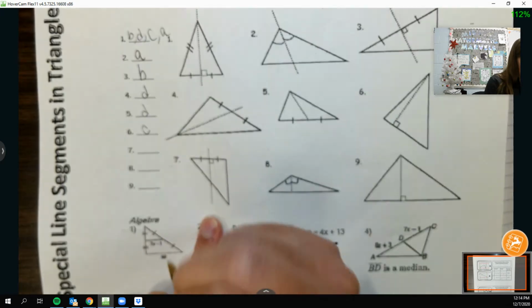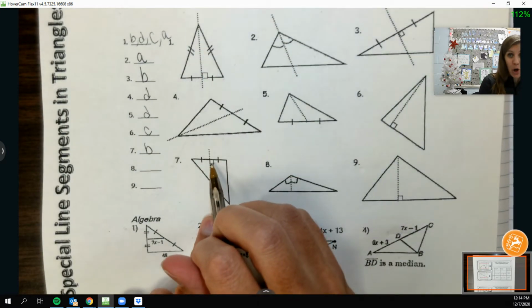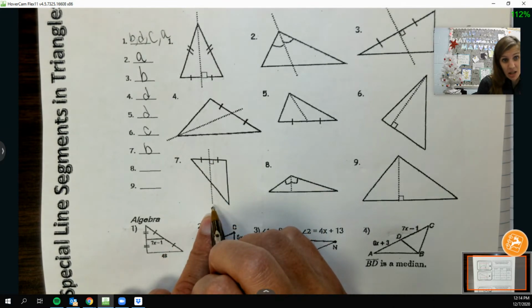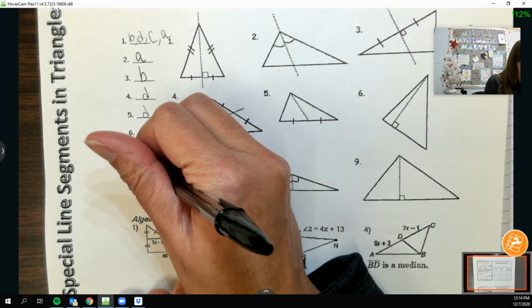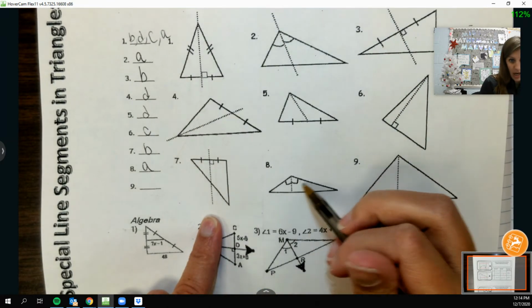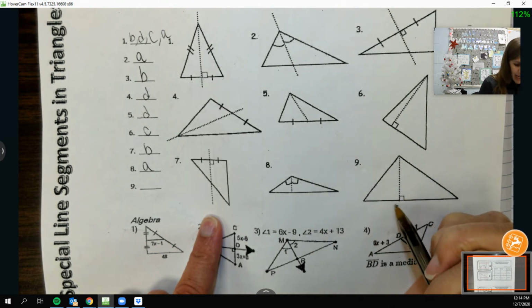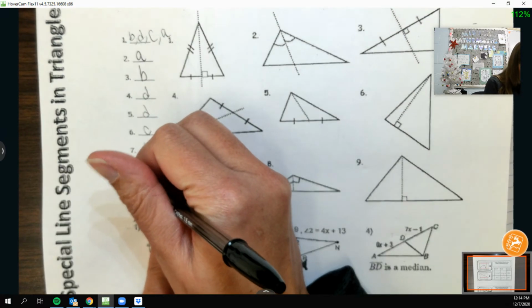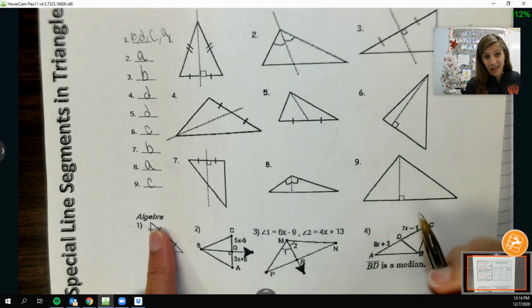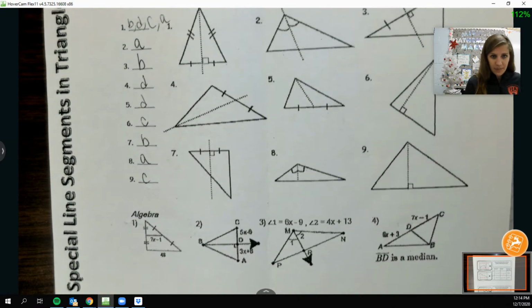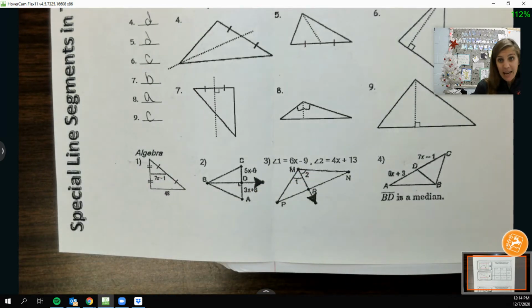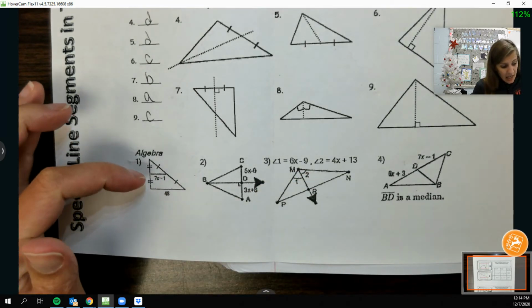Number 7 is a perpendicular bisector because it has both perpendicular and cut in half. Also, it's not attached to the angle across, so it wouldn't be an altitude. Number 8, I can tell is an angle bisector because rainbows on either side. And then number 9 is an altitude only because perpendicular, and I don't know that it cut that side in half and it really doesn't look like it. So altitude only.